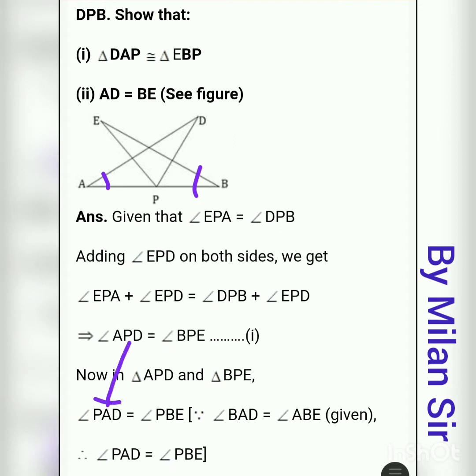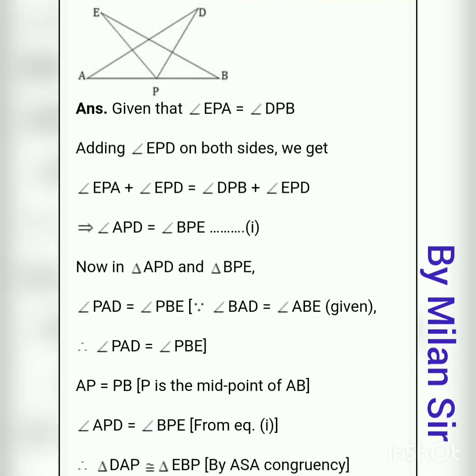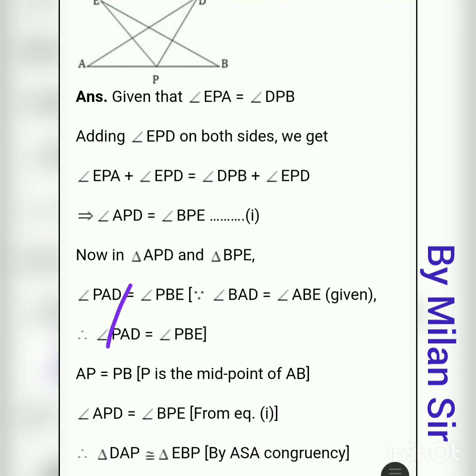So angle PAD is equal to angle PBE. This is given in the equation. So angle PAD is equal to angle PBE. After that, the second thing is AP is equal to PB. Why? Because it is given that P is the midpoint of AB. So AP is equal to PB. And finally, from equation 1, we prove that angle APD is equal to angle BPE.